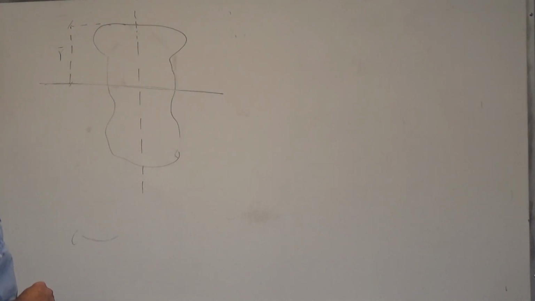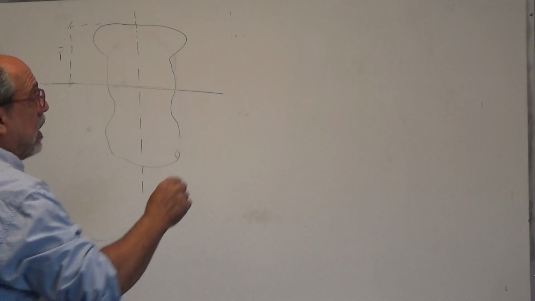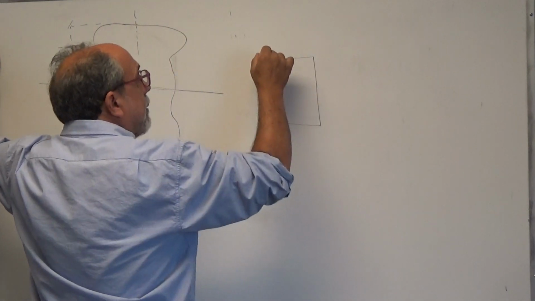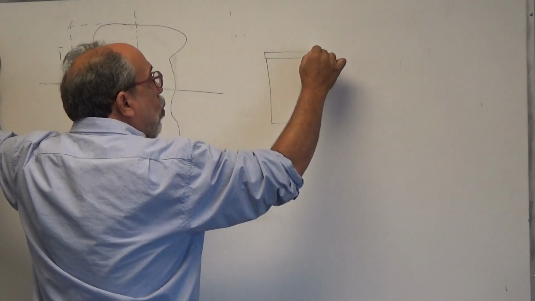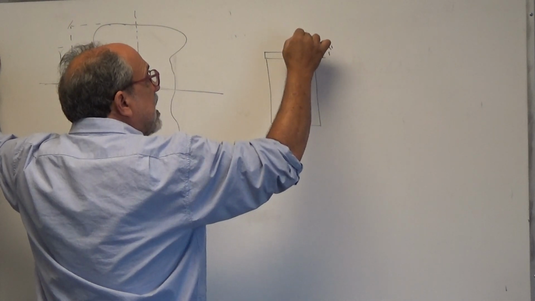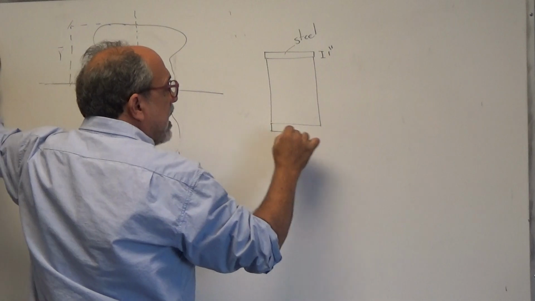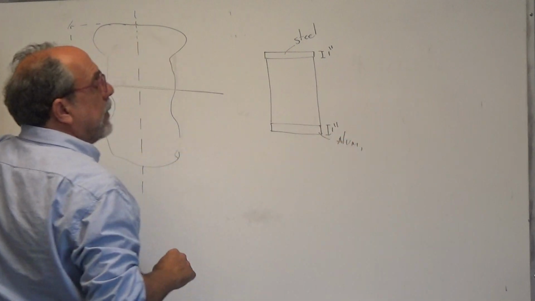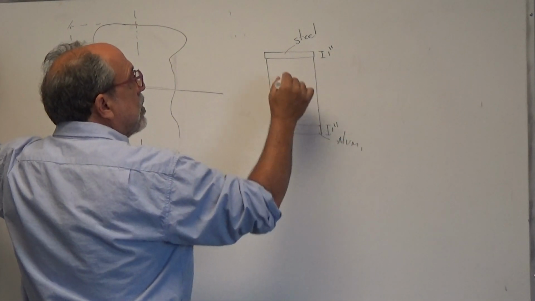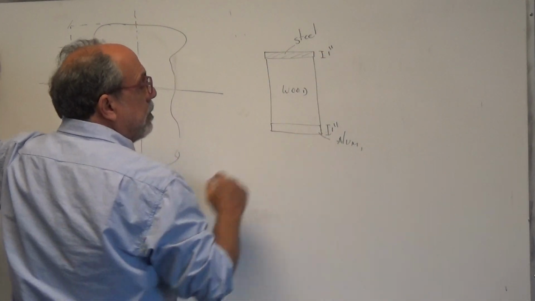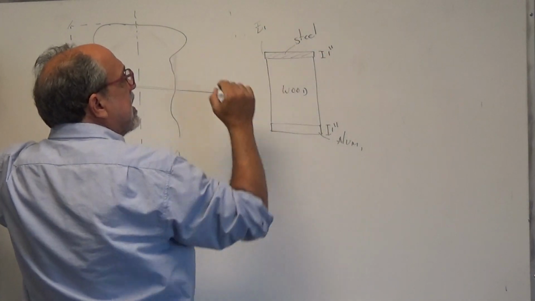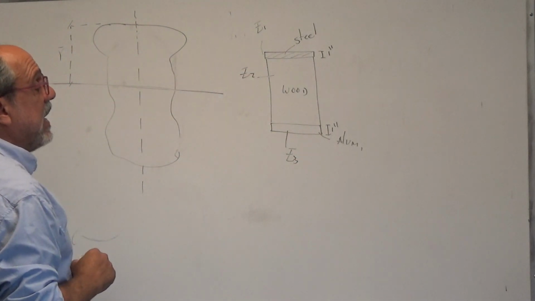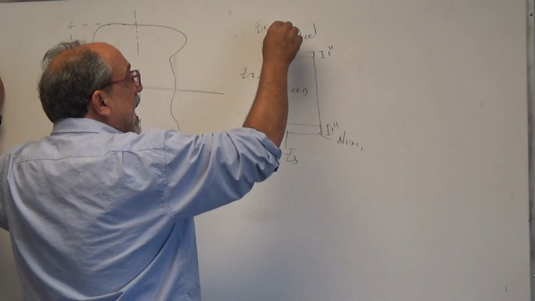Notice also that when we talk about symmetry, that doesn't mean symmetry in geometry only. For example, if I gave you this section, and this section had 1 inch here of steel and 1 inch here of aluminum, and this is wood, for example. So we have steel, wood, aluminum. That means this has one modulus of elasticity E1, this has another modulus of elasticity E2, this has another modulus of elasticity E3. Is this section symmetrical about this axis?